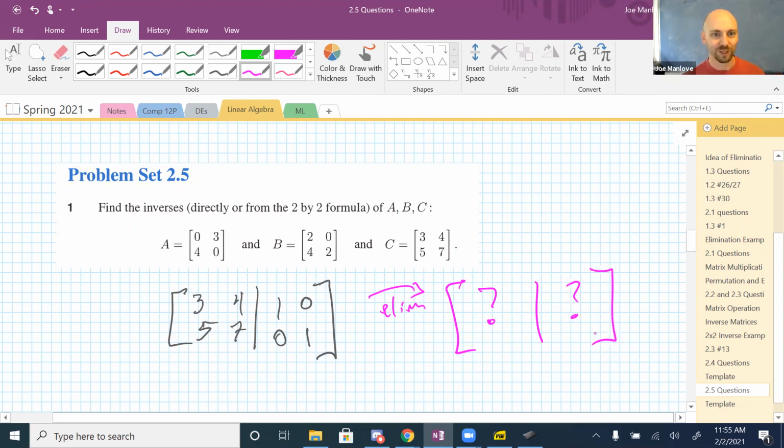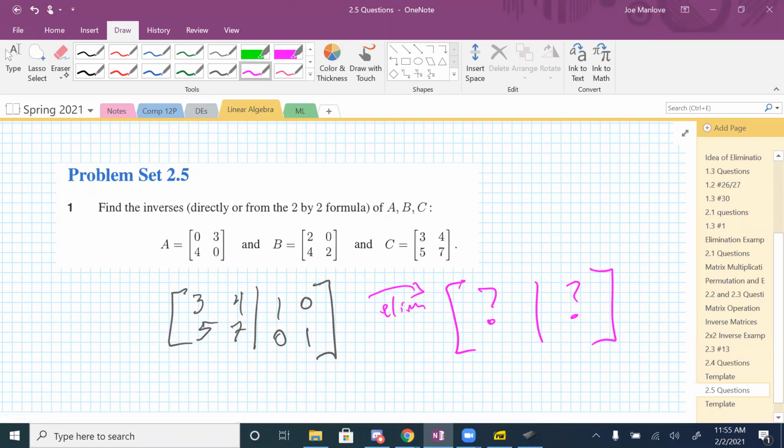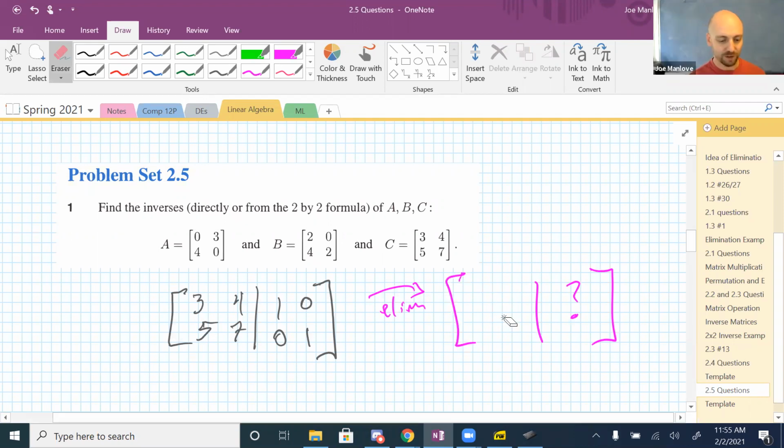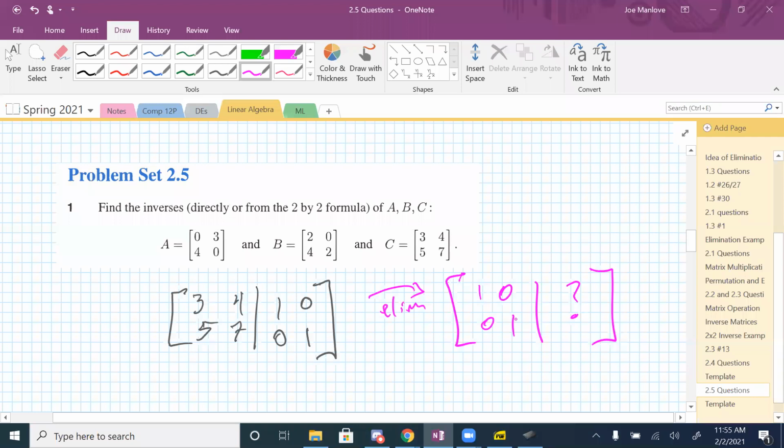Okay, what are the two somethings? What should I end up with on the left here? The identity matrix. Okay. So on the left, I should have the identity matrix after I'm done. And on the right, the other matrix. Yeah, on the right will appear your answer, right? So that'll be my C inverse over there. You guys with me?